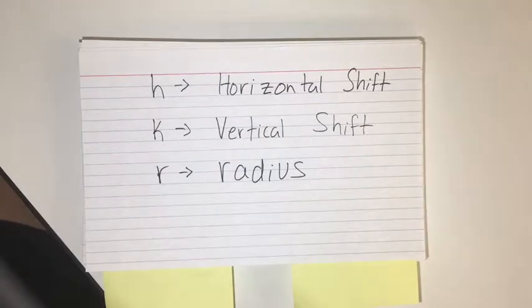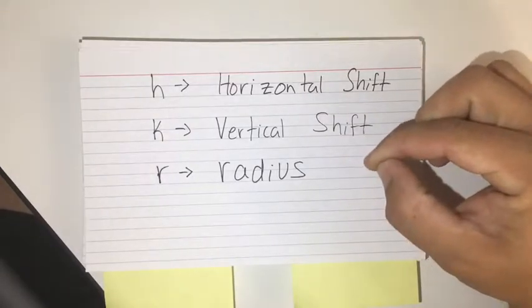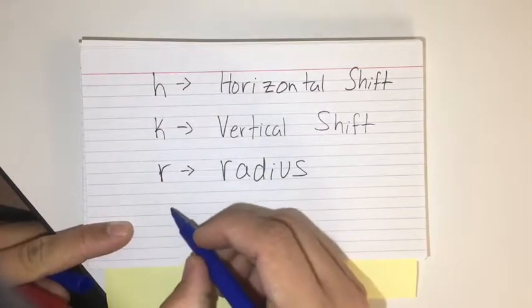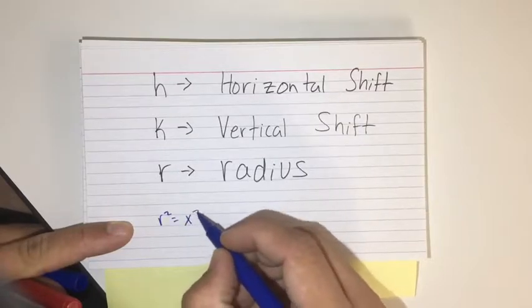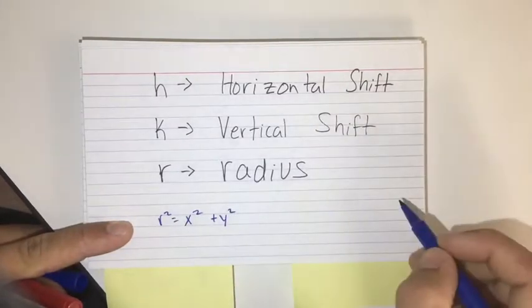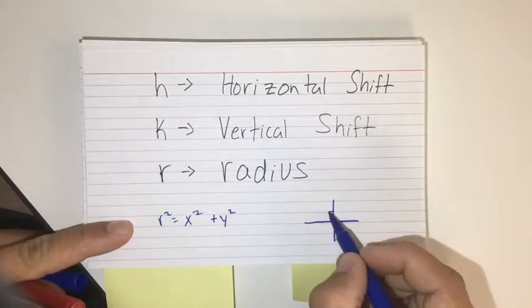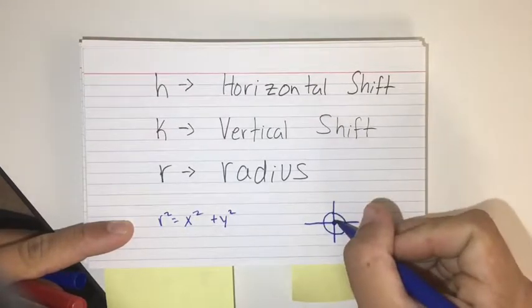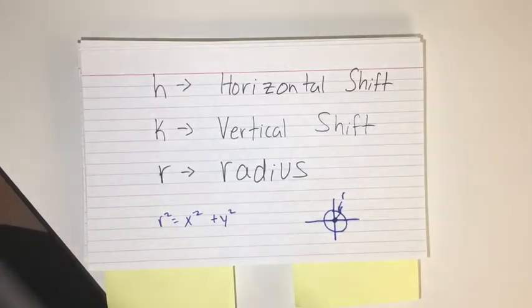Now when h and k are 0, it's just going to end up on the origin. So let's look at that really quick. So r squared equals x squared plus y squared. We'd have a circle. It's a really ugly drawing, but the circle is just centered on the origin, and our radius is just going to be r.